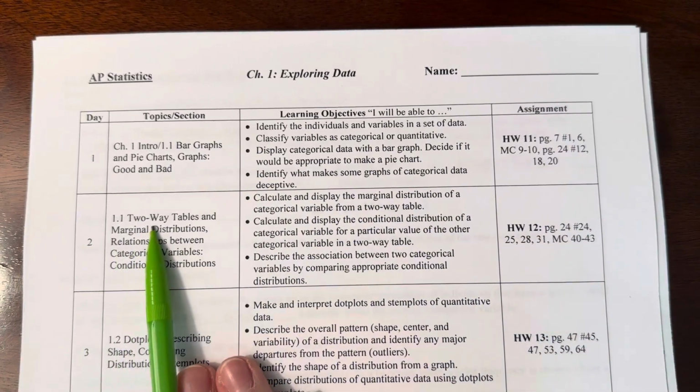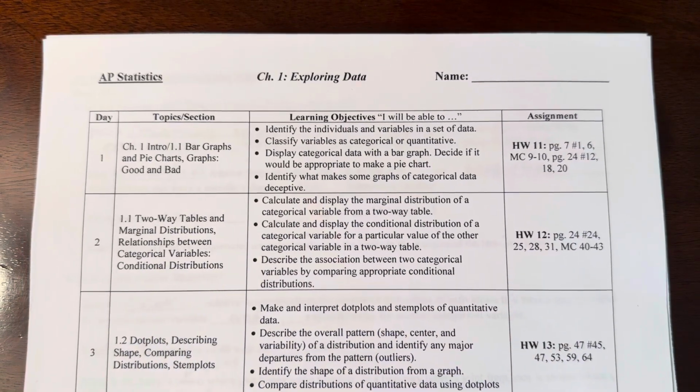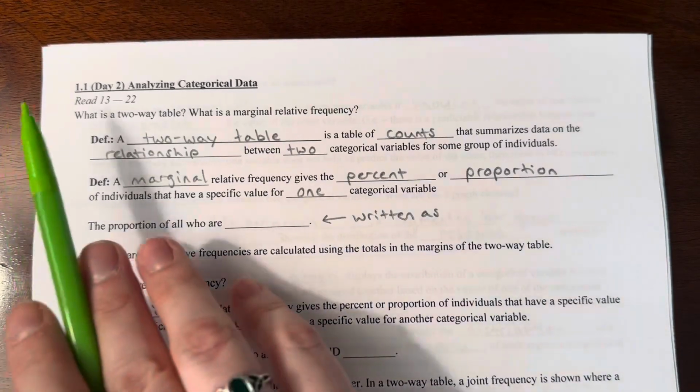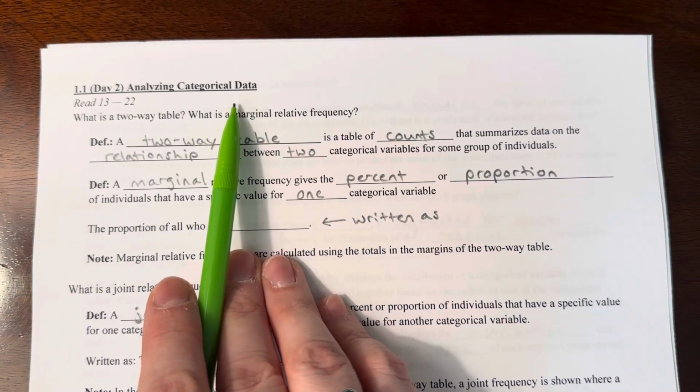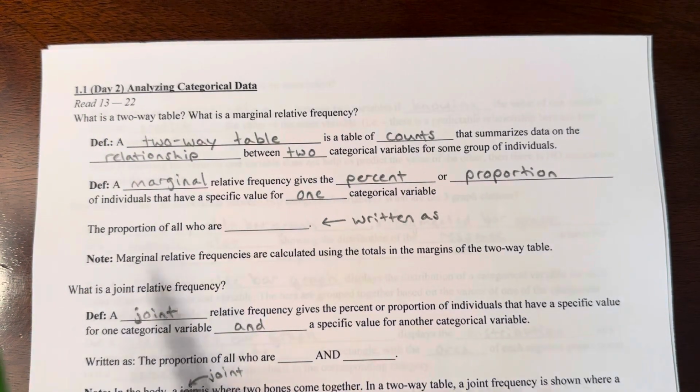All right, so we're looking at two-way tables, marginal distributions, relationships between categorical variables, and conditional distributions. Let's dive right in. So day 2, 1.1 day 2, analyzing categorical data. And you can find this information on pages 13 to 22 in our textbook.